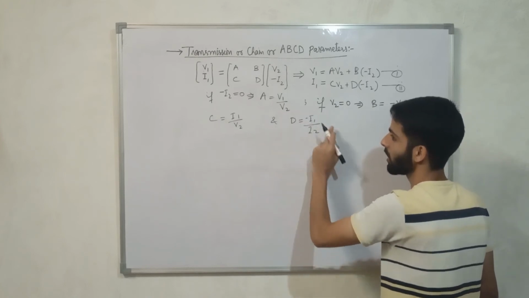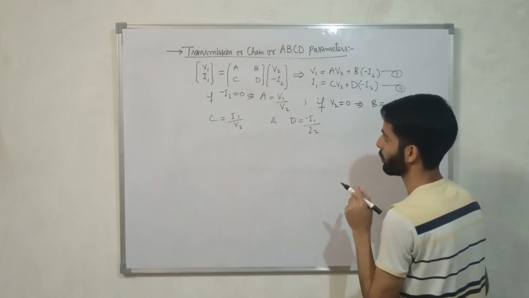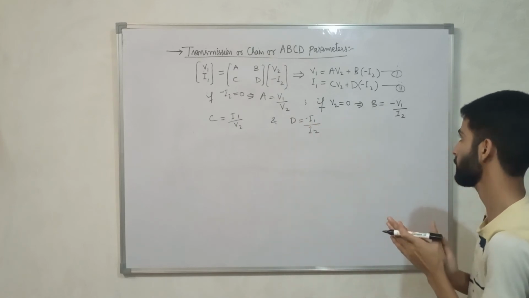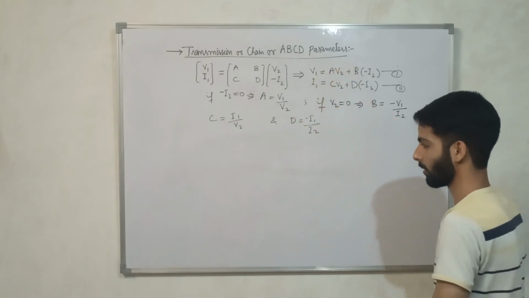And what is a current source? A current source is always in parallel with some admittance. You will make it like that. Okay, transmission or chain or ABCD parameters are done.